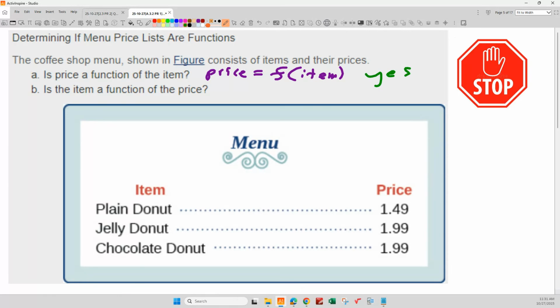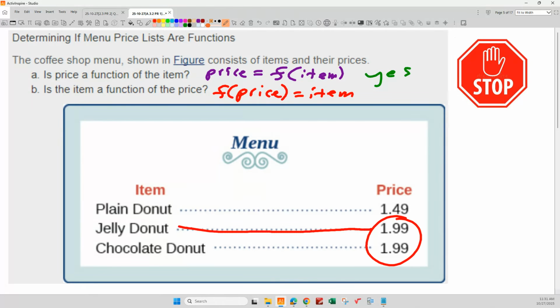Okay, what about part B? Is the item a function of the price? So if we flip that around, f of price equals item. We're inputting price and outputting item. Okay, that is not a function. How come? What's the problem? What input value causes problems? Yeah, if I input a price of $1.99, the problem is I'm outputting two different donuts, right? So this one is no. Okay, good?